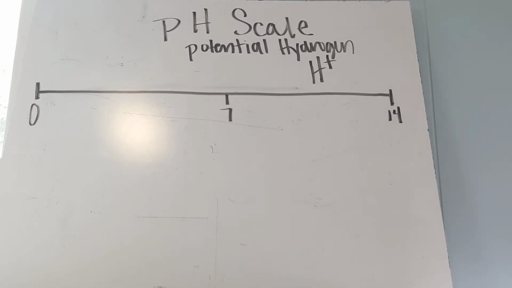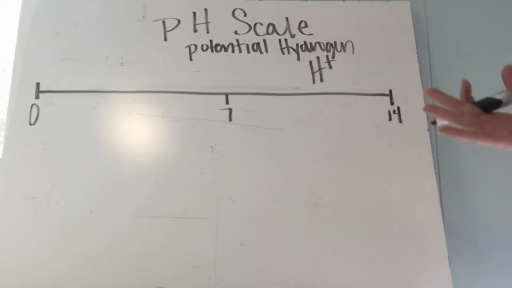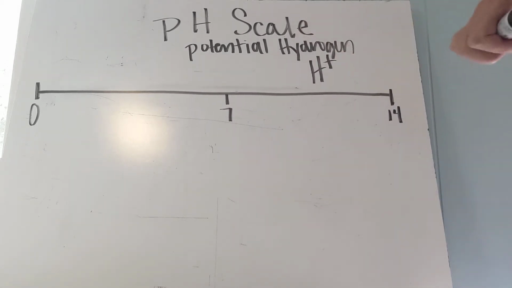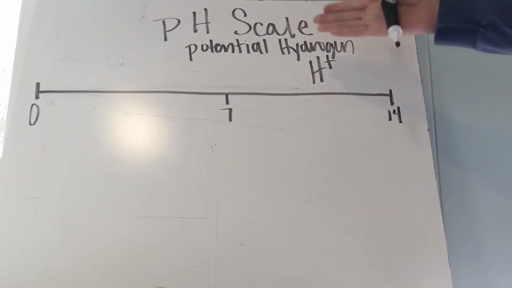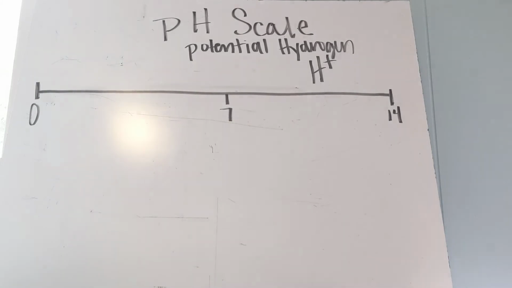If you remember from the last video, we talked about the hydrogen ion being transferred from the acid to the base. That's the same hydrogen ion that we're talking about right here: potential hydrogen ions in solution. A lot of this might be review, but just in case it's not, you need to know where certain things are located on the pH scale.